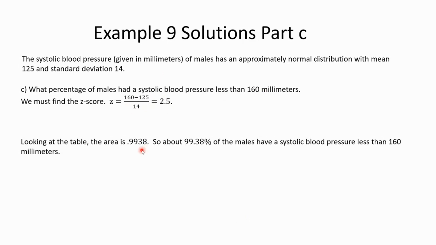In other words, the percentage of males that have a blood pressure less than 160 milliliters would be about 99.38%. Again, percentage, right? So we first get the z-score, which is what we're doing here. Then from the table, we get area, and then we just multiply by 100. That's all it boils down to. I know it seems scary, I understand that, but it's really not as bad as it seems.